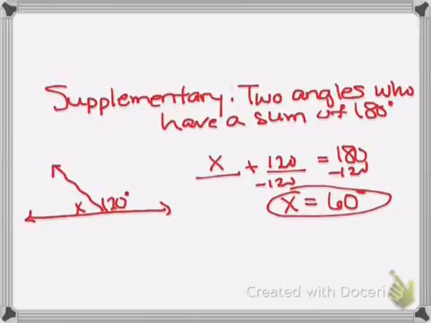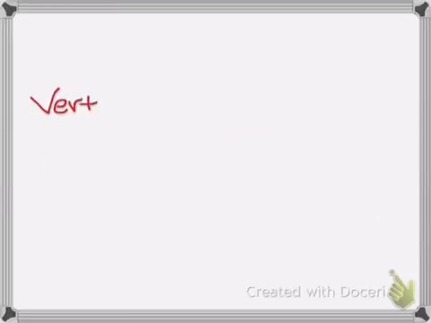So complementary angles total 90 degrees. 180 degrees is further down the number line, so supplementary angles total 180 degrees. That may help you keep them straight.